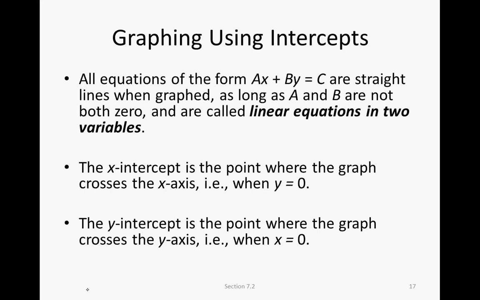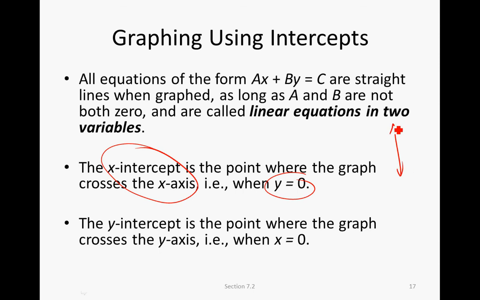Graphing using intercepts. All equations of the form ax plus by equals c are straight lines as long as a and b are not both 0. That's called a linear equation in two variables. And the graphs will cross the x and the y-axis. The x-intercept is where the graph crosses the x-axis. That means when y is equal to 0.